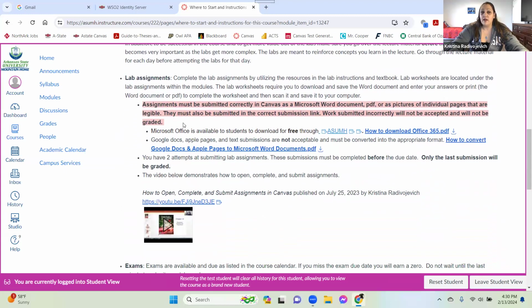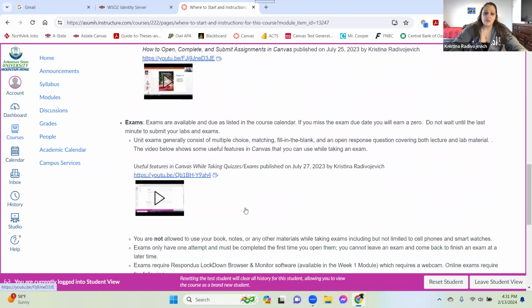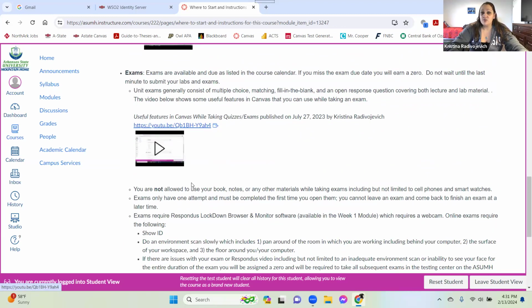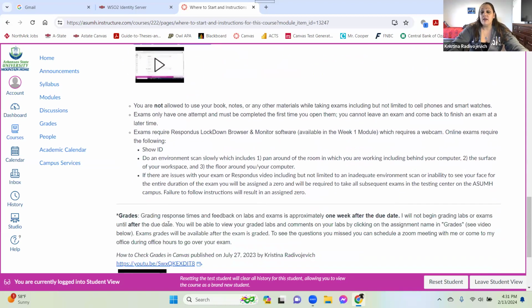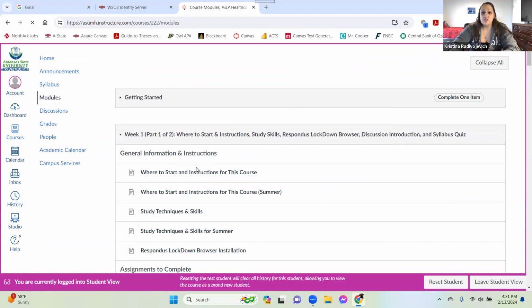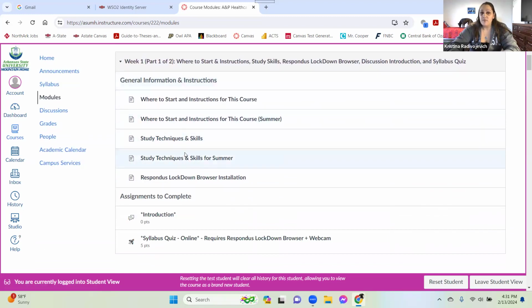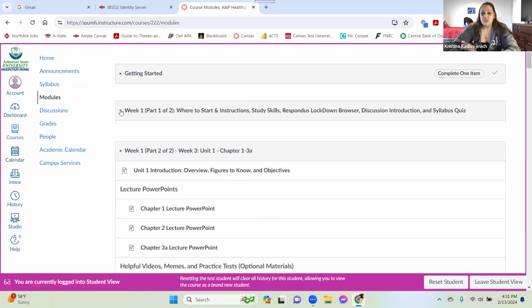There's some information on lab assignments, how to do those, basically how to open them, how to complete them, and how to submit them. There's some videos on useful features in Canvas while taking quizzes, and some important information about exams themselves, what's required, and then also your grades and how to check your grades. So that's the first thing in that first module after the getting started module. It's basically this week one, where to start, instructions, all of that. I've got a study skills and techniques PowerPoint that you can look at if you want as well, and then just some other information that you need to complete.